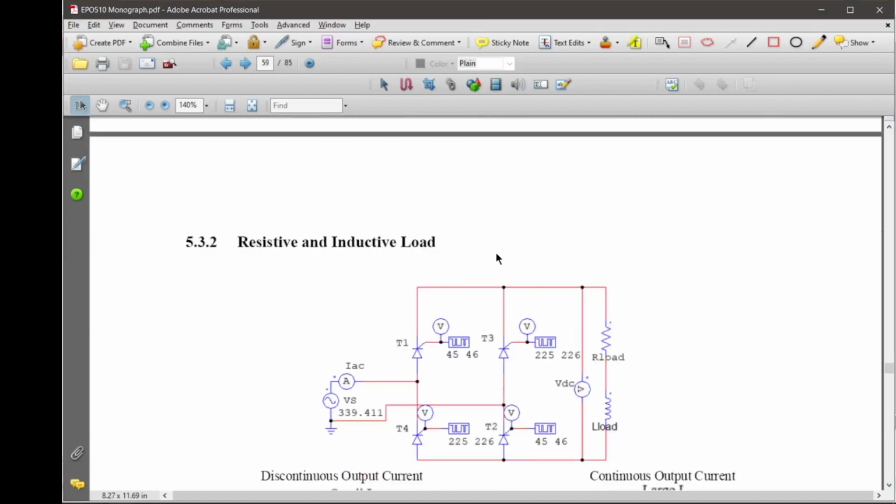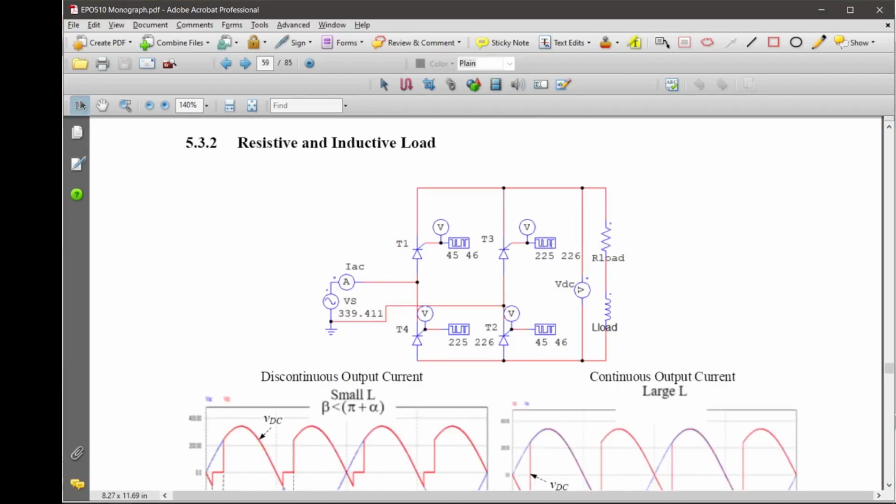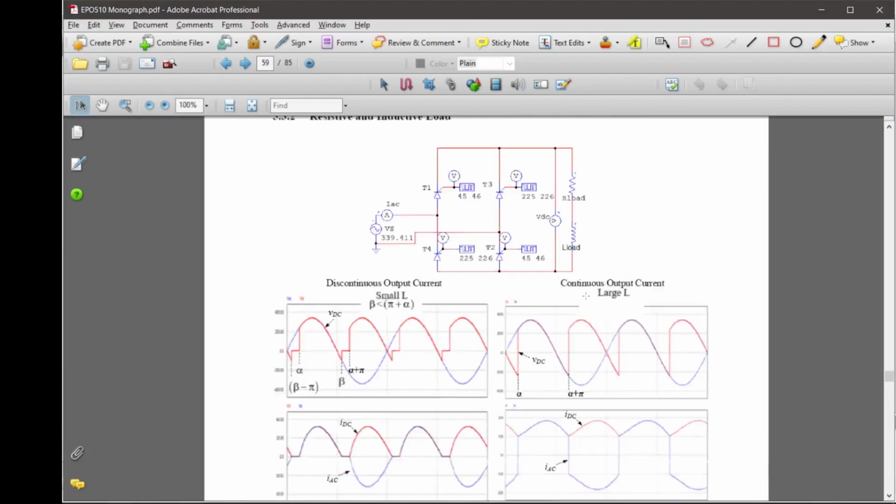Right, so next, resistive and inductive load. Now we have a more complicated circuit, I mean, more conditions to consider. For resistive and inductive load, R plus L, there are two conditions to consider. One is discontinuous output current, which means the output current here becomes discontinuous. You can refer to this current, the IDC, the output current, which is the red current here. If you look at it, it becomes discontinuous, which means it drops to zero and stays at zero, then increases again, drops to zero, increases again.